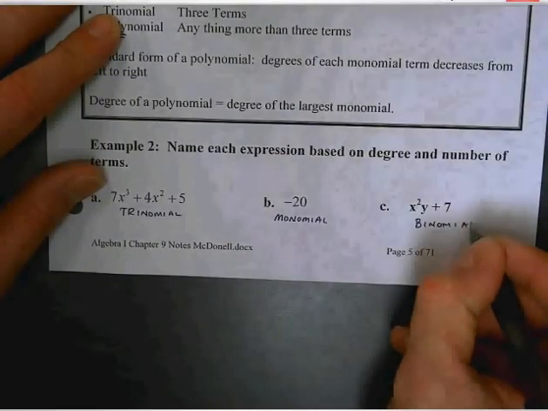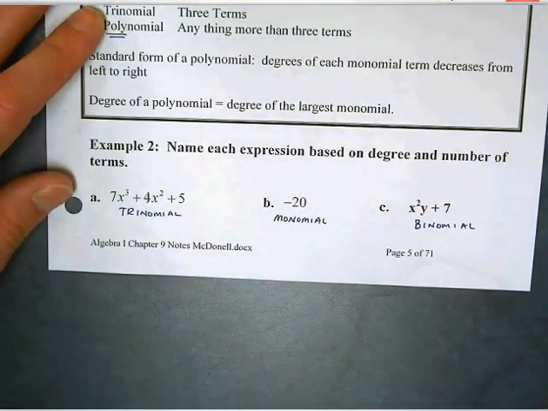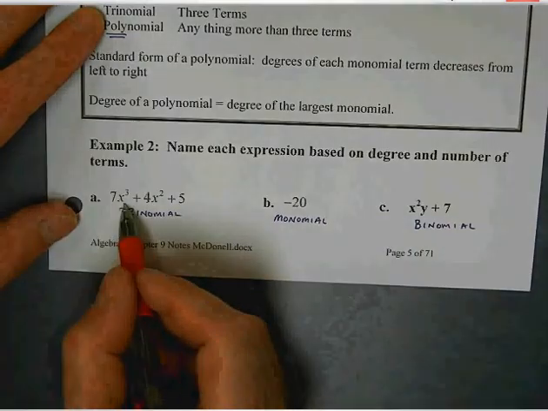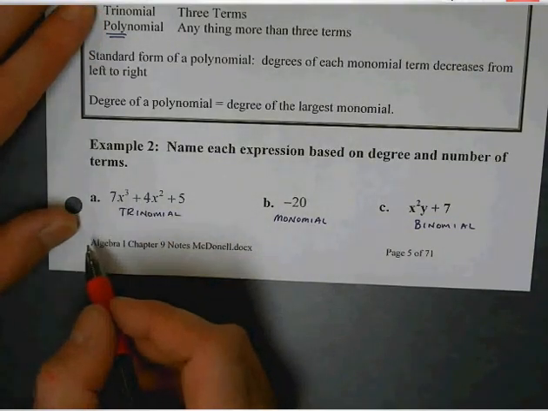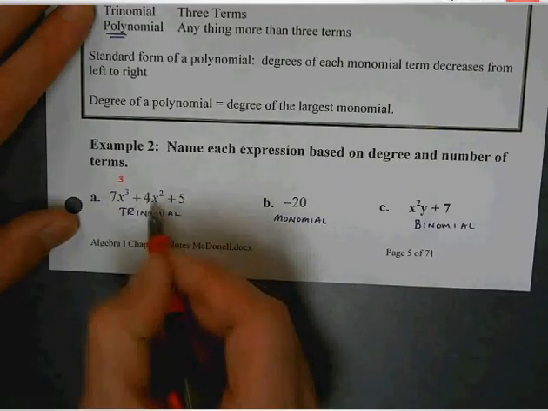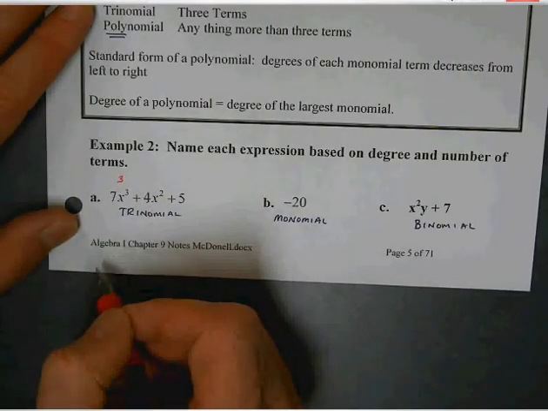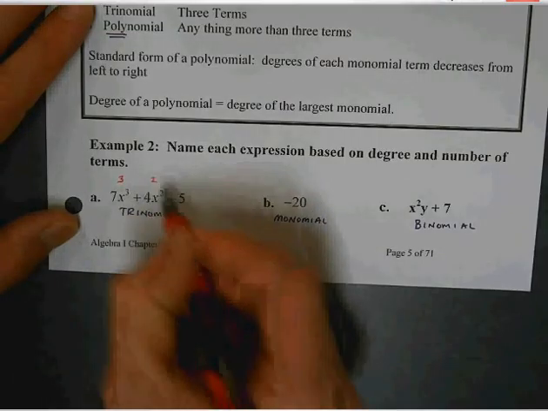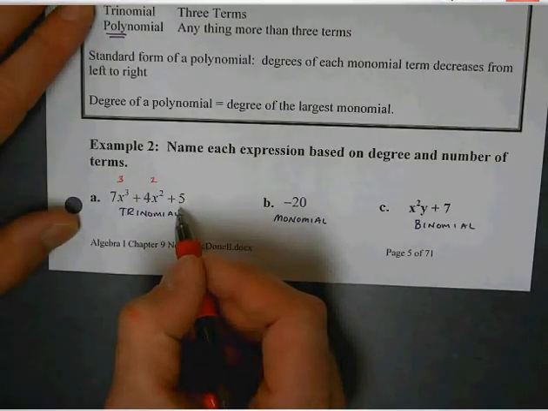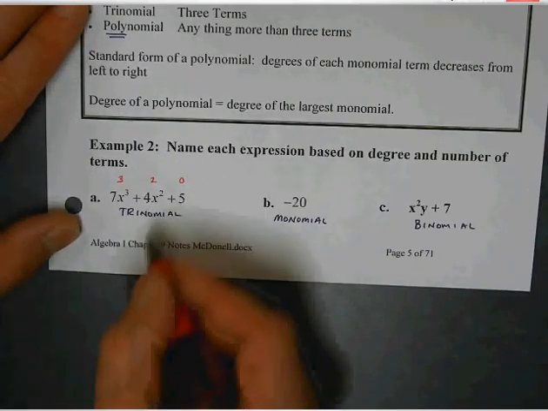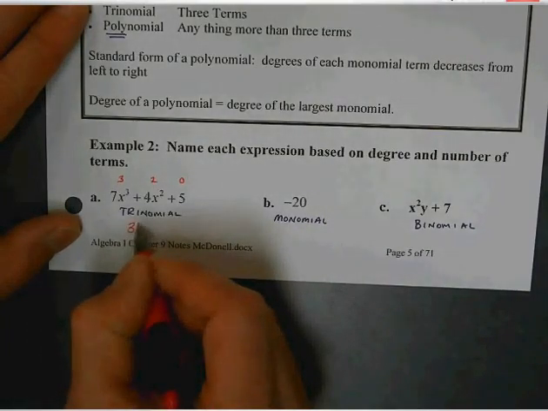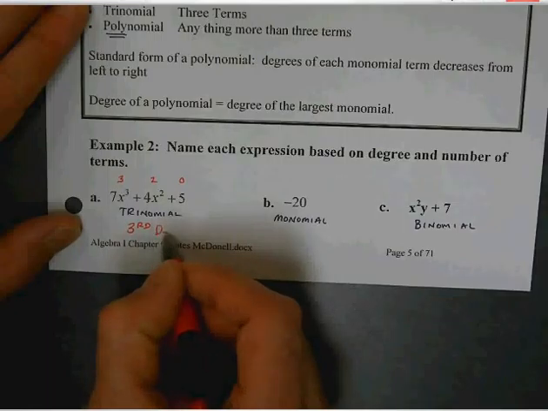Now, don't flip over yet. We've got to finish these. I'm going to go in red above. 7x cubed. What's the degree of 7x cubed? 3. What's the degree of 4x squared? 2. And what's the degree of 5? 0. Okay. So what's the highest one of all those? 3. So we say it's a trinomial and it has a degree, a 3rd degree.